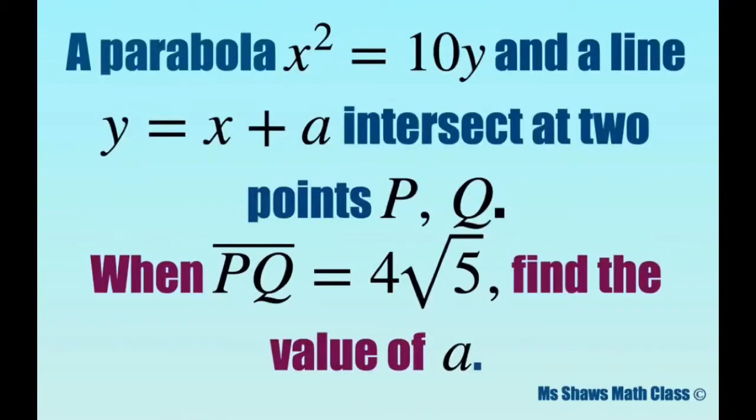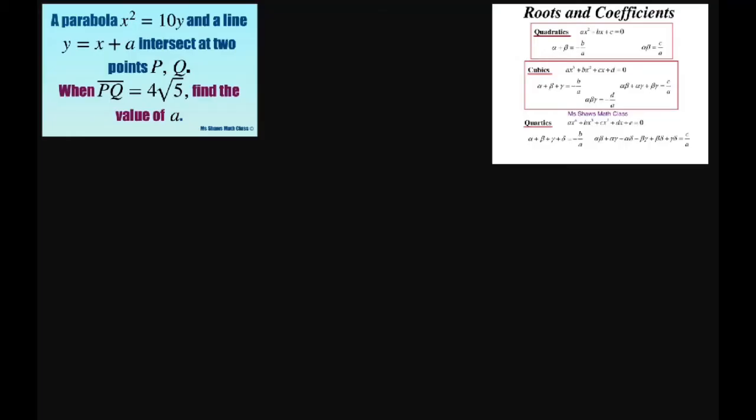Everyone, a parabola x squared equals 10y and a line y equals x plus a intersect at 2 points P and Q. When the line segment PQ equals 4 times square root of 5, we're going to find the value of a. So this a right here. So let's look at this.